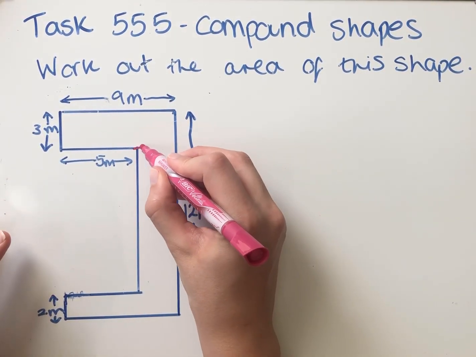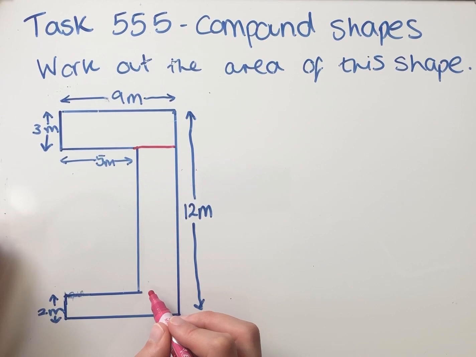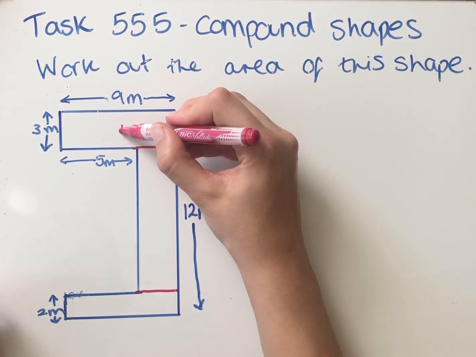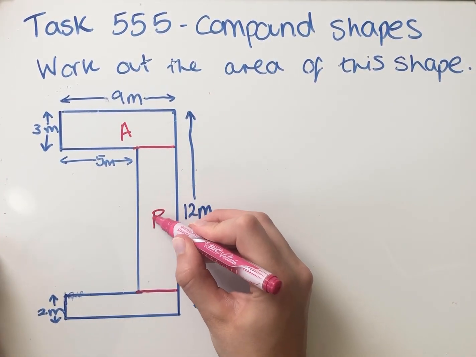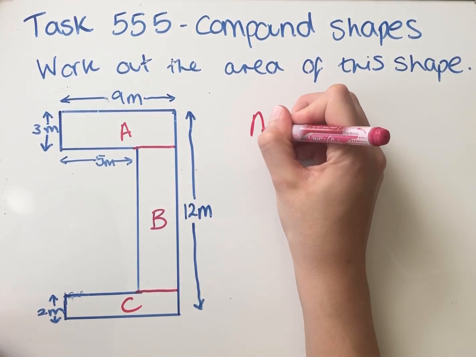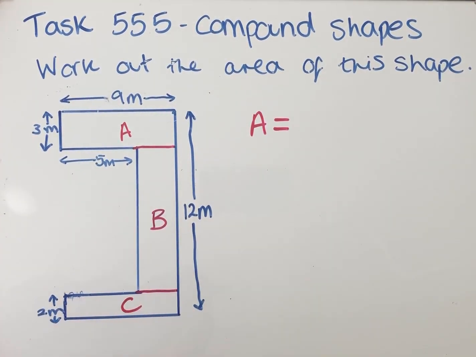I'm going to have one here, and I'm going to do one here, okay? And I'm going to label them A, B, and C. So I'm going to start by finding A.